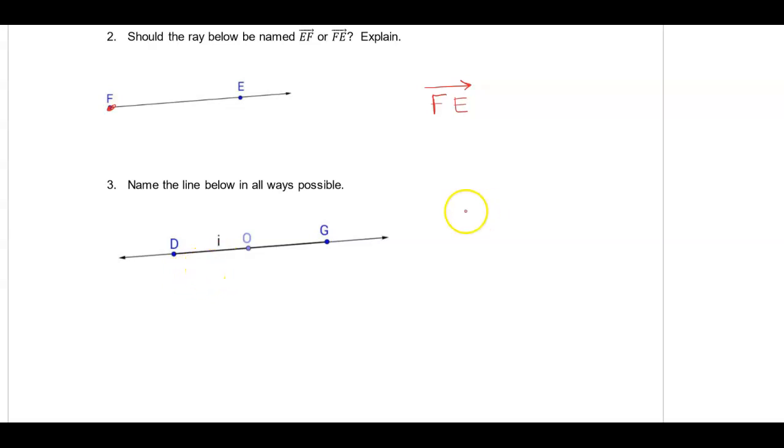Here's a line. I can name the line using the letters D and O with the line symbol above it. Or I could have done OD. Or I could pick 2 other letters. I could use D and G. So this could be line DG. This could be line GD. Or I could use 2 other letters, line OG and line GO. And there's one last option. There is a lowercase I labeling this. So you should write it in cursive form.